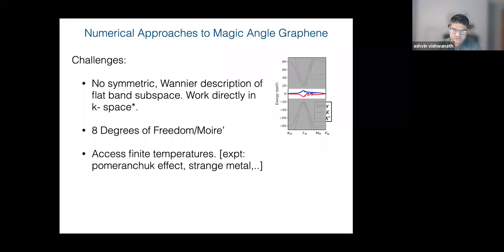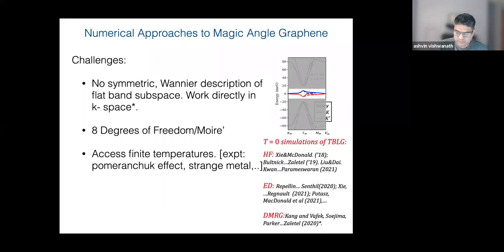But at least over here, we started from the start. We wanted to do a K-space approach. There are many degrees of freedom. Even at every K point, you have these 8 degrees of freedom we mentioned. This is a problem for many other numerical approaches. For example, exact diagonalization, this is just getting out of hand. So typically, you have to throw away some of these degrees of freedom. We'd like to keep them all. Also, we'd like to look at finite temperature effects. A lot of very interesting effects people see at finite temperature in experiment, this Pomeranchuk effect, strange metal kind of behavior. We'd like to eventually access that kind of physics.